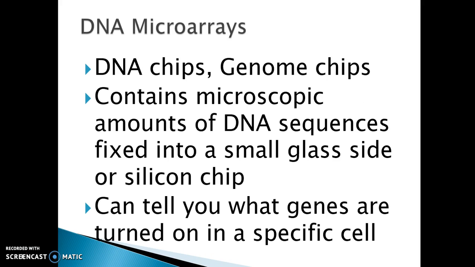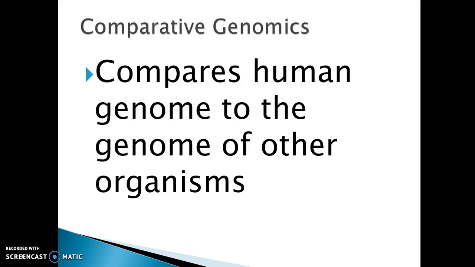Now we just have a little bit of terminology to talk about. A DNA microarray is also called a DNA chip or genome chip. It contains microscopic amounts of DNA on a glass slide or a silicon chip. This helps you tell what genes are turned on in a specific cell, so it's again for more research.